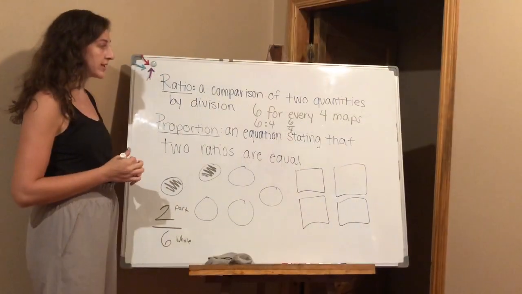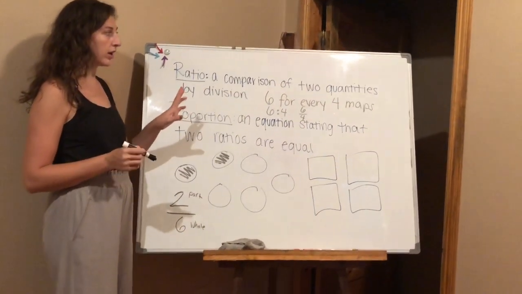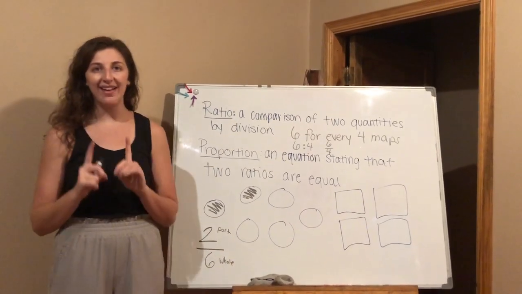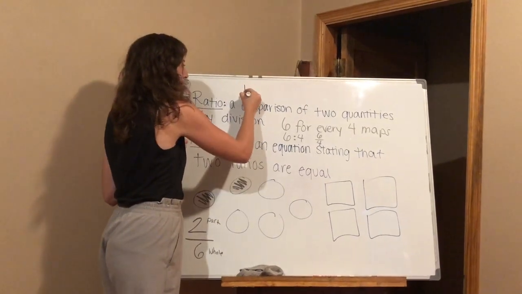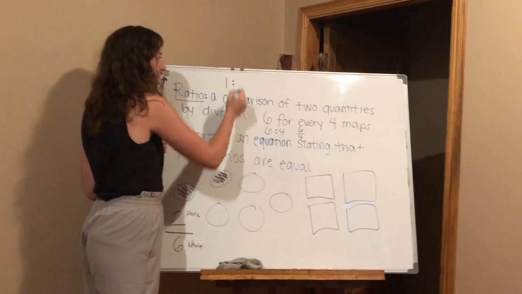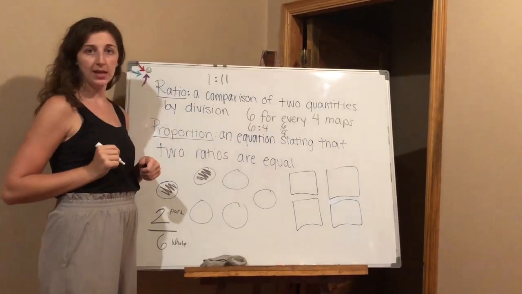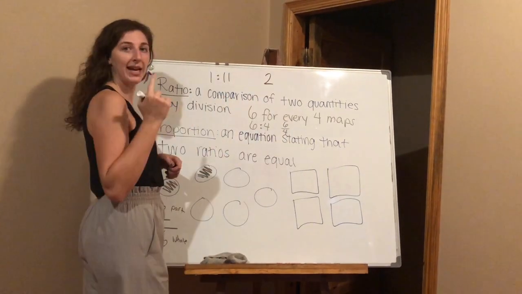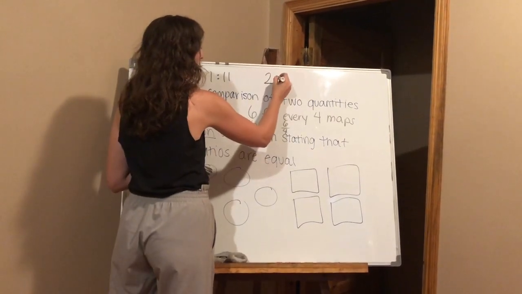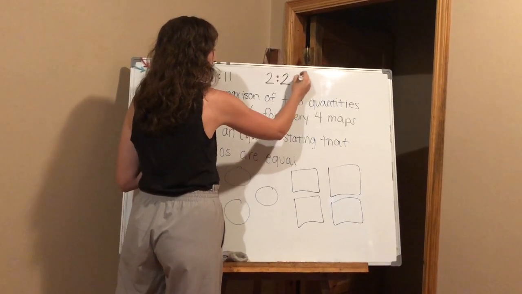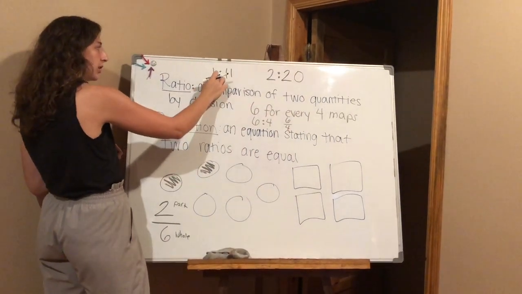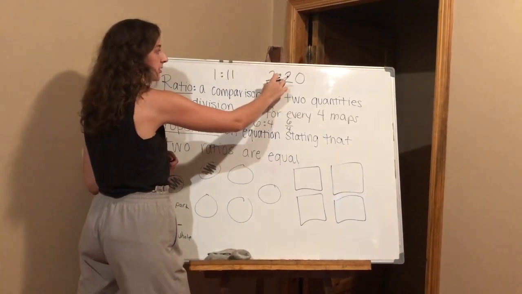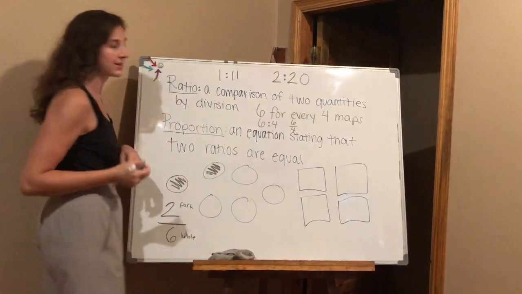In ratios, we are comparing two numbers. So in our classroom, we have 1 teacher and we have 11 students. So we have 1 teacher to, we're using our colon again, 11 students. In Miss Reagan's classroom, they have 2 teachers, Miss Reagan and Mr. Chase, and they have 20 students. 1 teacher to 11 students, or in Miss Reagan's room we have 2 teachers to 20 students.